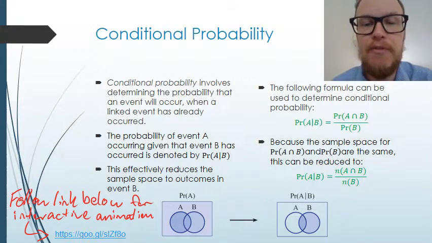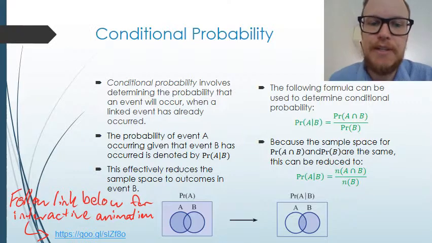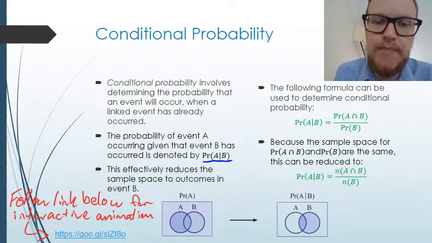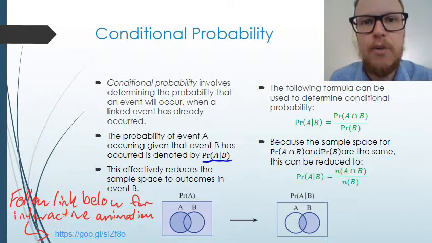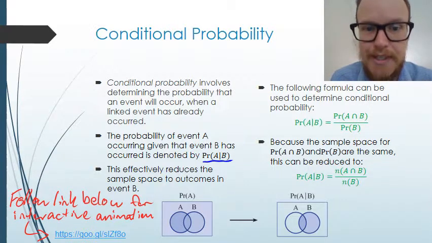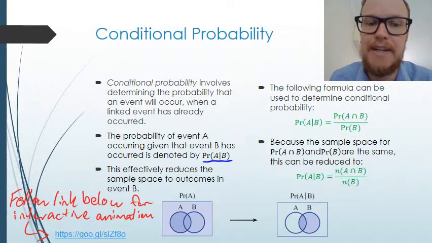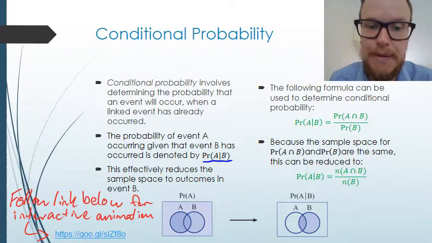So the probability of an event A occurring, given that event B has occurred, is denoted by this notation here. We say the probability of A given B. So essentially it's saying, what's the probability of A occurring now that B has already occurred? What this does is it reduces the sample space to outcomes that are only in event B.